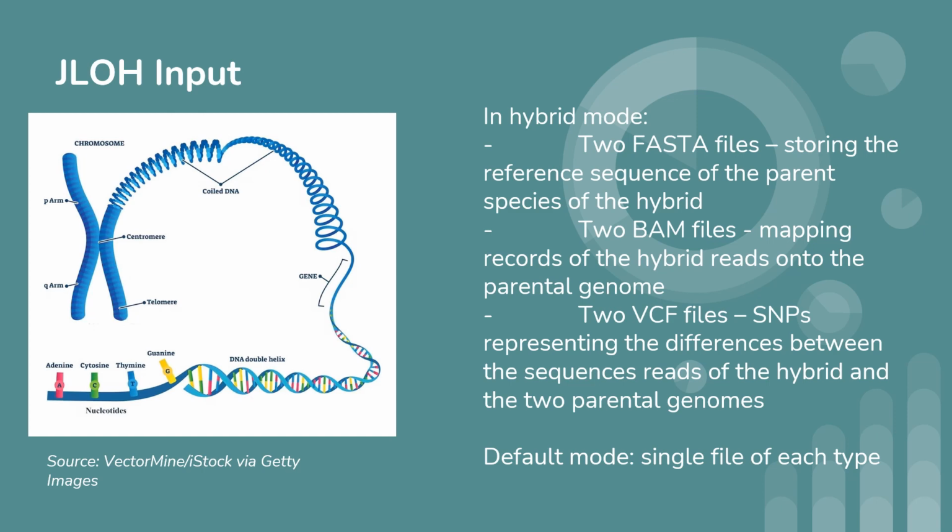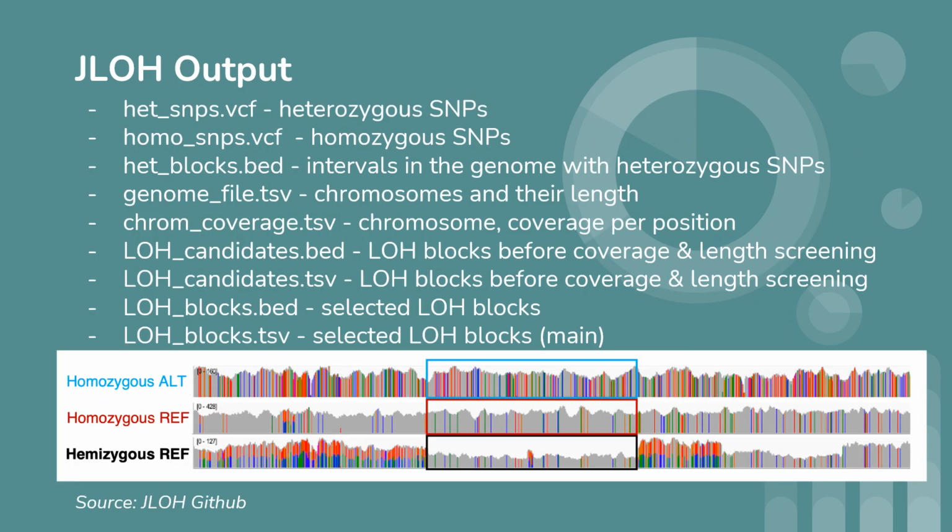The sample we're using for testing is a hybrid of the yeast species Saccharomyces cerevisiae and Saccharomyces uvarum. The raw sequencing data comes in FASTQ format and it can be passed to the Nextflow pipeline and we would still get the desired output. With these input files, JLO outputs blocks of the two parental genomes where some alleles have been lost, using a series of several files, which together with the BAM files can be viewed in a genomics viewer and would look something like the visualization at the bottom of the slide.